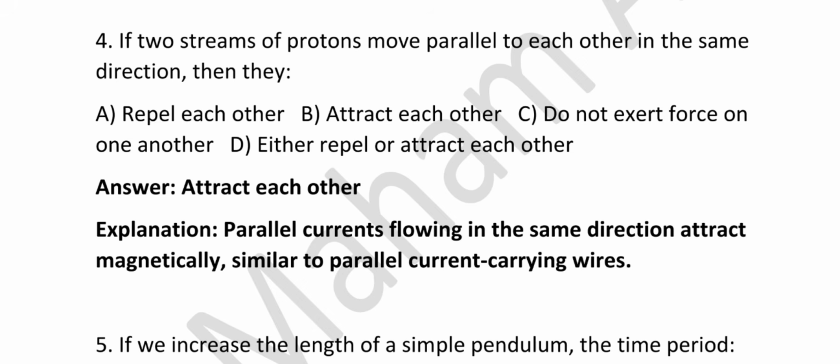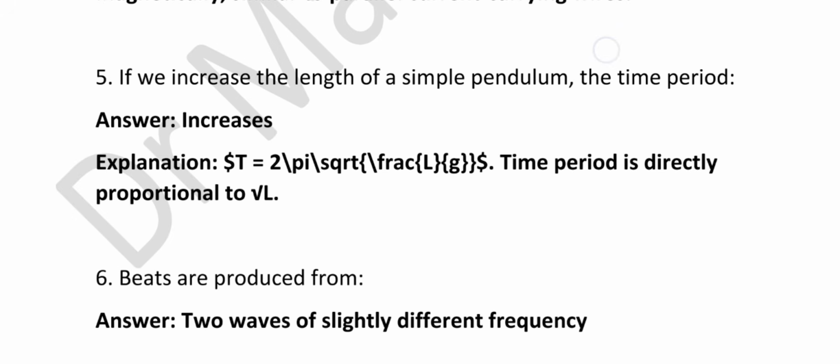If two streams of proton move parallel to each other in the same direction, then they attract each other because parallel currents flowing in the same direction attract magnetically, similar to parallel current carrying wires. If we increase the length of a simple pendulum, the time period increases because time period is directly proportional to length.